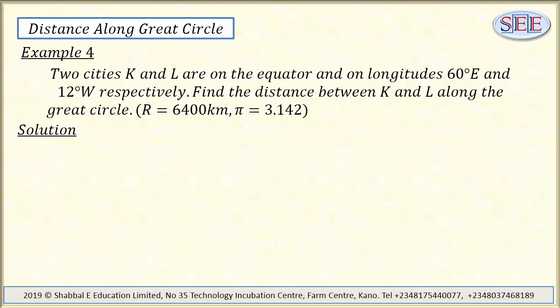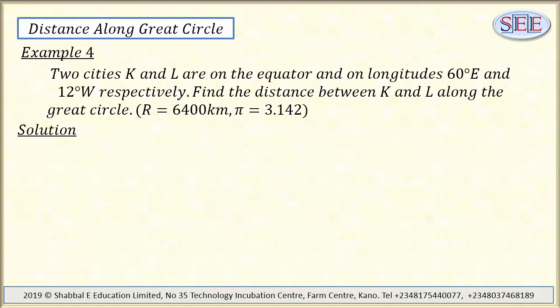Another example says two cities K and L. Those two cities are on the equator and on longitude 60 degrees east and 12 degrees west respectively. The question asked here is to find the distance between K and L along the great circle. The capital R given in the question is 6,400 kilometers and pi given in the question is 3.142.